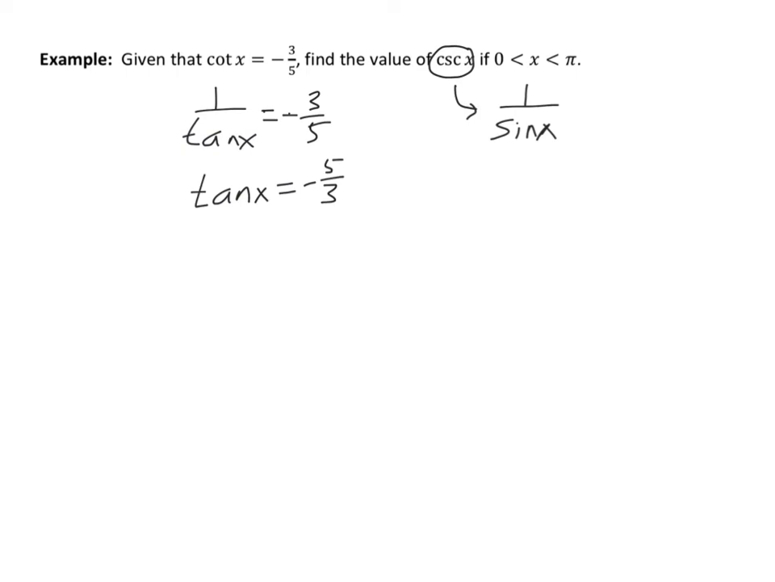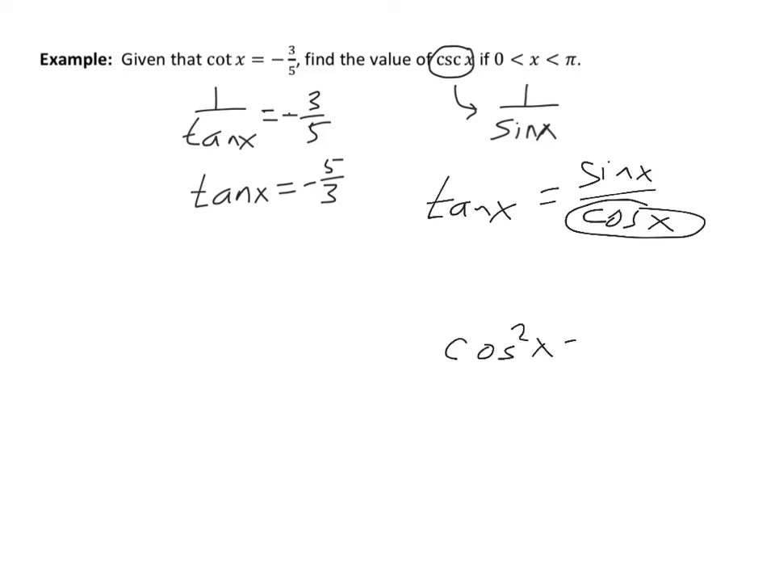Now that you've got that sense of strategy, make sure that you give yourself a chance to try this problem on your own. We've done something similar to this a few times now, so I'm going to try and move through this quickly. Remember, we know that tangent x is sine x over cosine x. We want to replace this cosine x. So we've noted before that cosine squared x is 1 minus sine squared x.